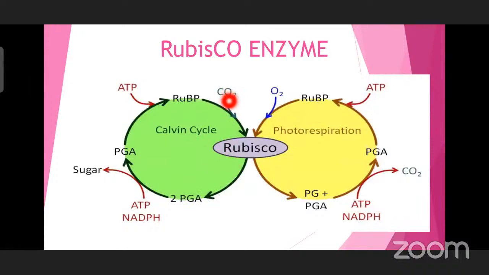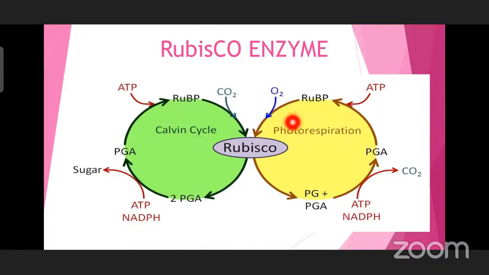Rubisco has 2 roles because it can act as a carboxylase and it can act as an oxygenase. Whenever carbon dioxide is more, it immediately goes for this one. It will make the RuBP combine with carbon dioxide, and phosphoglyceric acid is going to form, and sugar is going to form. Again, regeneration of RuBP is taking place. Okay, this is the photosynthesis that you have learned.